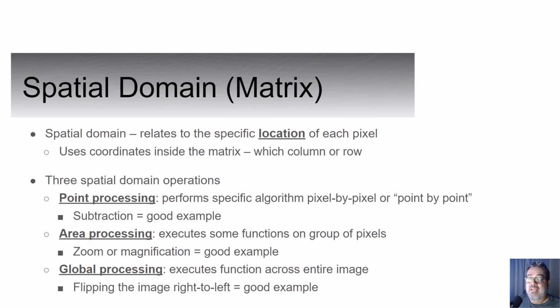The spatial domain, we can look at the matrix. Here we're concerned with the specific location of each pixel within the matrix. Individual pixels can be located by identifying rows and columns they're associated with. Think of a grid structure in games like Bingo or Battleship. There are 3 operations that can be performed under spatial domain processing. There's point processing, which just means the software is performing a pixel by pixel or a point by point change to the pixel values, depending on the processing algorithm selected.